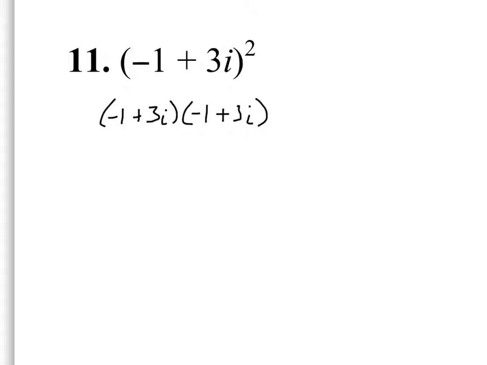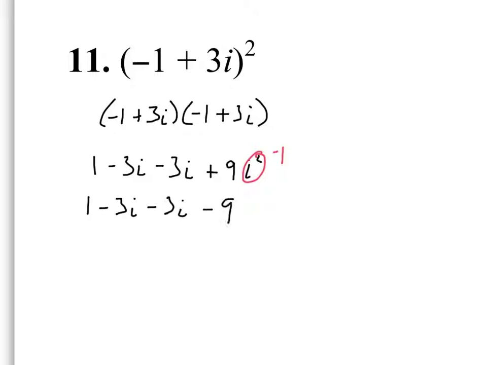And go. Working on your own. When you guys are foiling this, we should be getting 1 minus 3i minus 3i plus 9i squared. But i squared is negative 1. So that means that's going to be a negative 9. So 1 minus 9 is negative 8. Negative 3i minus 3i is negative 6i.